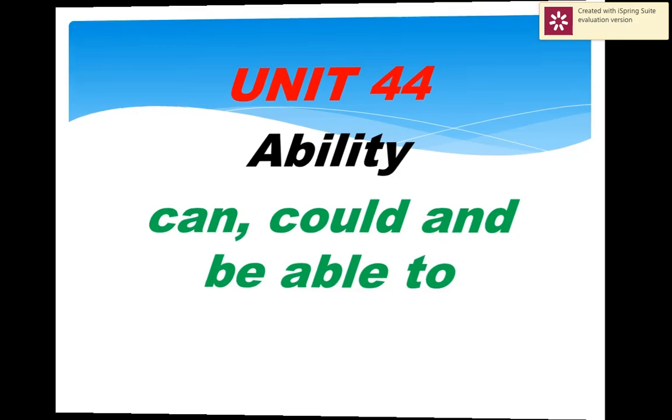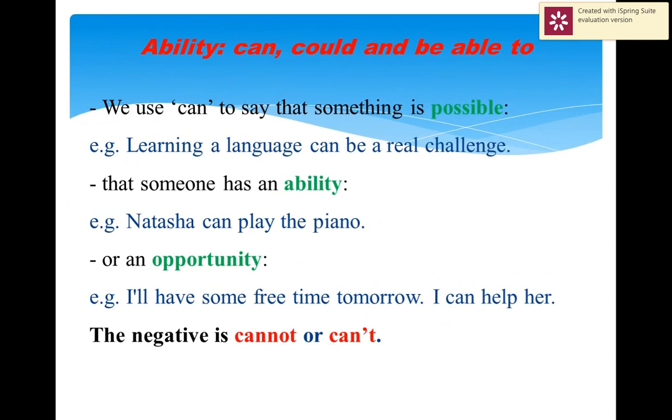So, ability: can, could, and be able to. We use can to say that something is possible. For example, learning a language can be a real challenge. Can also be used when someone has an ability, to say that someone has an ability. Natasha can play the piano.